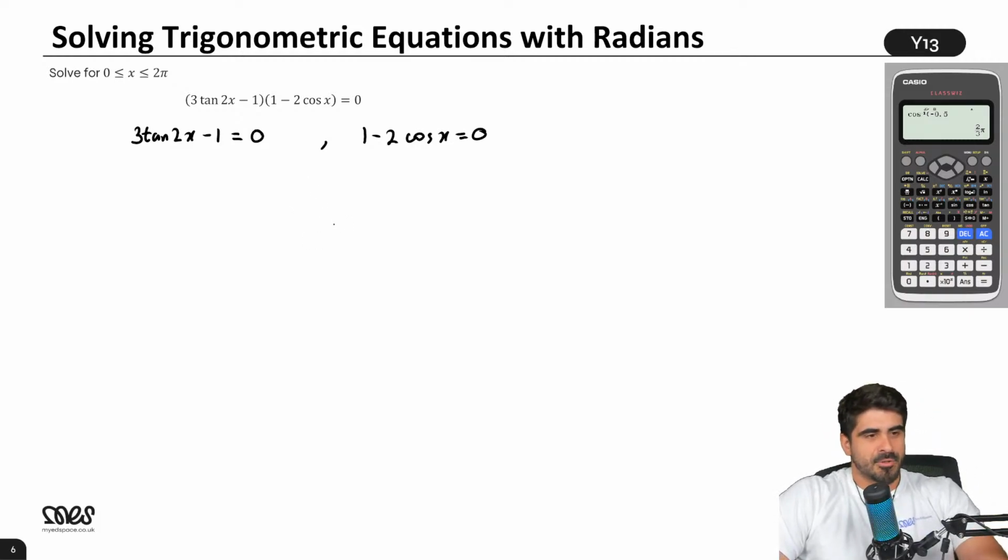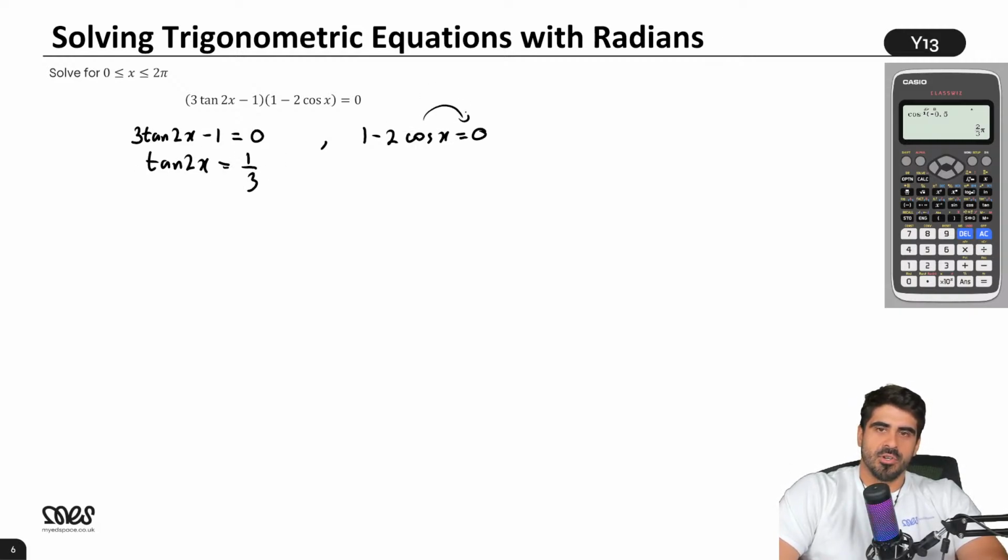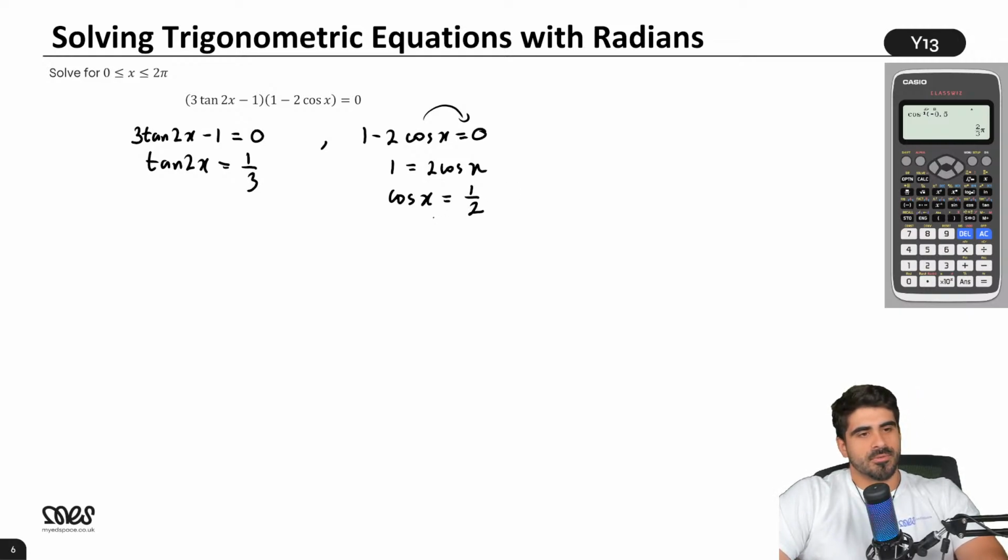Maybe. Bro said just do what? QWERTY solve. So add 1, yeah? So rearrange for tan, yeah? So you'd get tan 2x is what? 1 over 3. And for this, you'll move the cos to the other side. So you get 1 is 2 cos x. So cos x is 1/2. Okay, then what do we do?